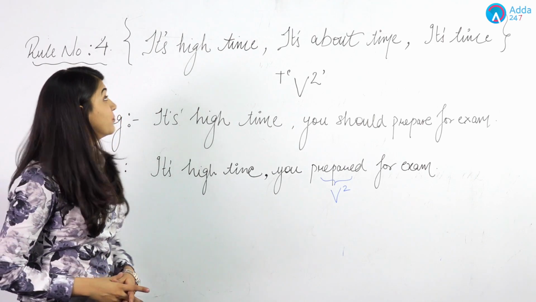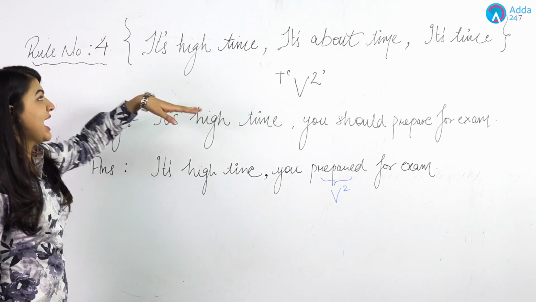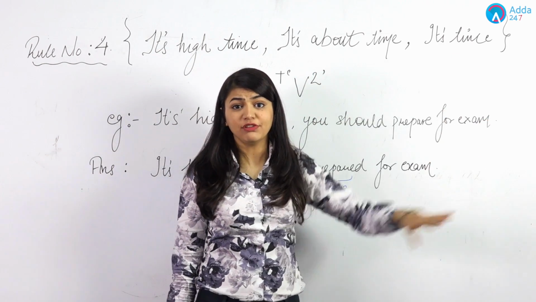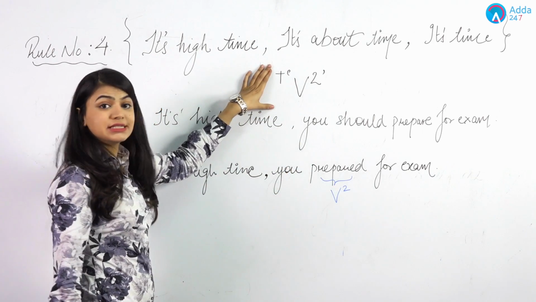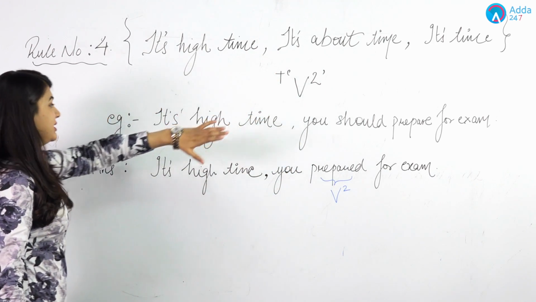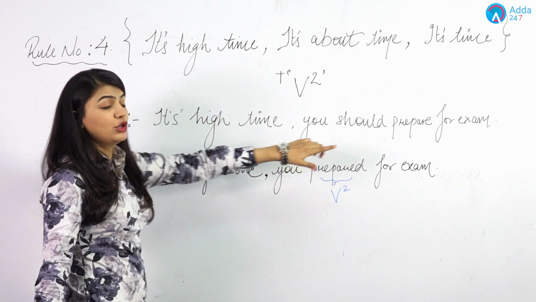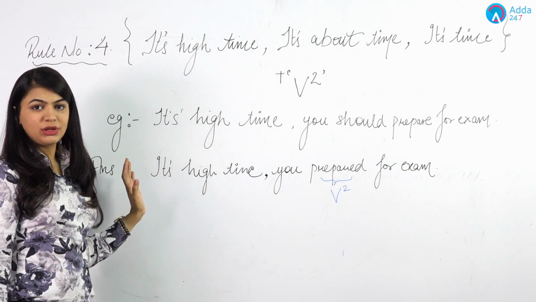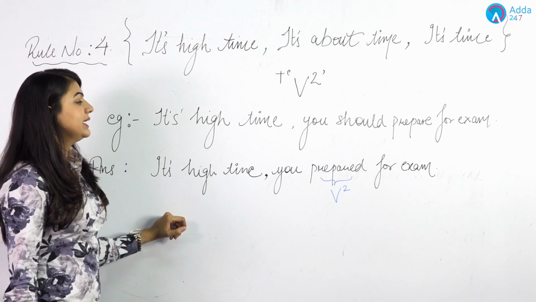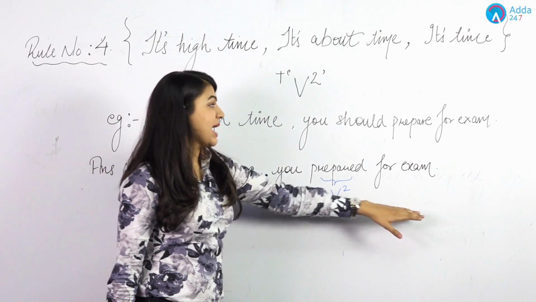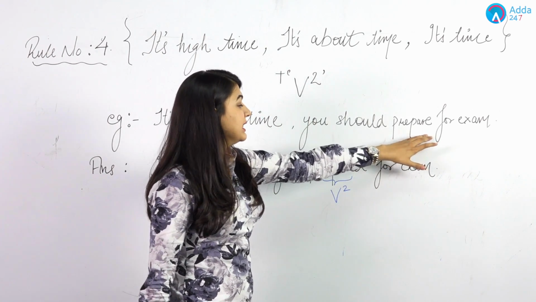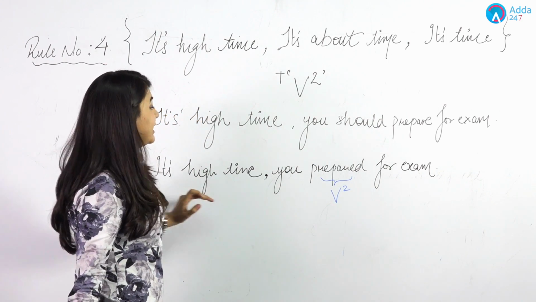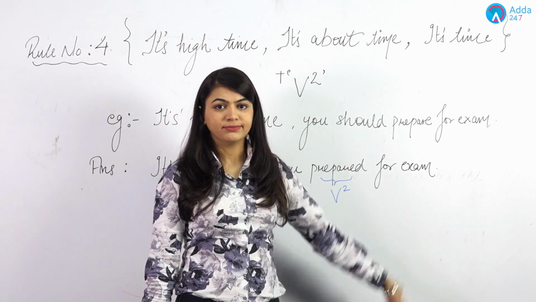Rule number 4. Suppose in any question we have "it's high time", "it's about time" or "it's time". We'll always use the verb's second form with it. Let's take an example. It's high time you should prepare for exam. The correct answer will be, it's high time you prepared for exam. We have to change prepare to the second form of the verb, that will be prepared. It's high time you prepared for exam.